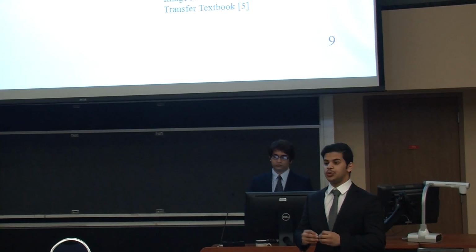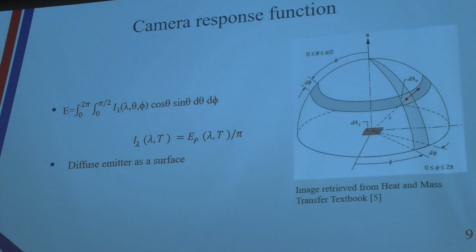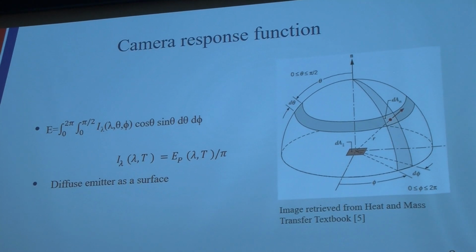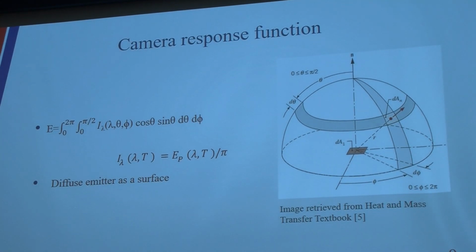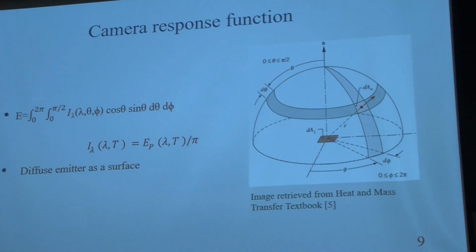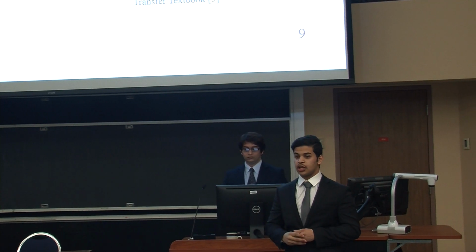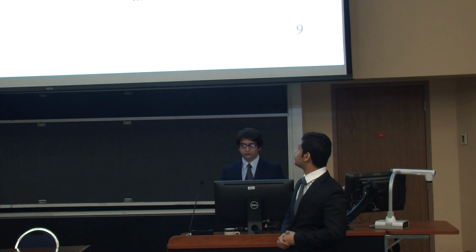Since the directional distribution of surface emission varies depending on the nature of the surface, we obtained this equation from the heat and mass transfer book, and we made the assumption that it's a diffuse emitter as a surface, as shown in the figure, which means the intensity of emitted radiation is independent of direction. So we solved the first equation and we got the factor of pi as shown in the second equation, where E_B is the actual irradiance, which will be explained by Jaskaran later on.